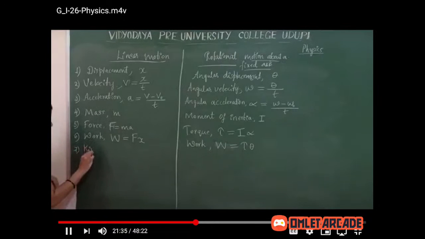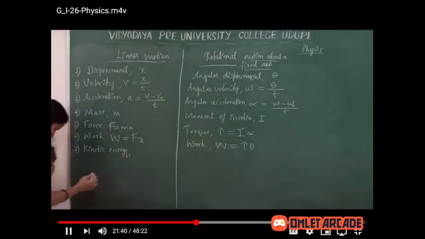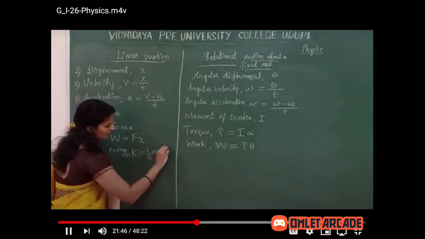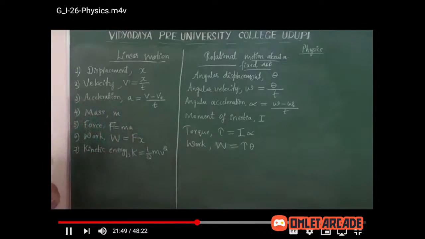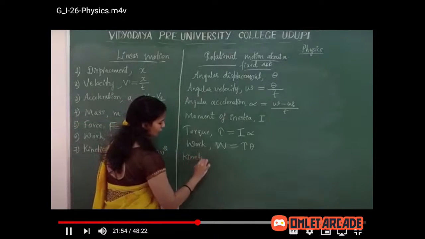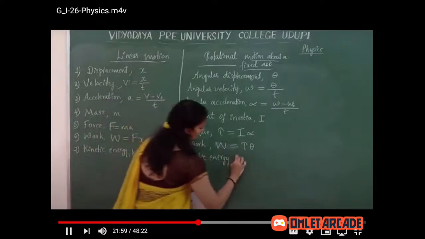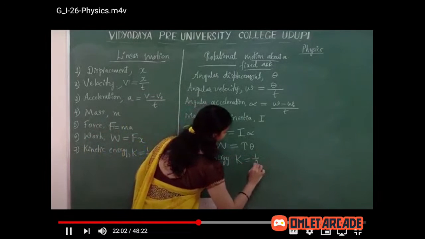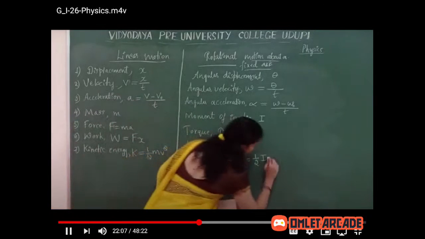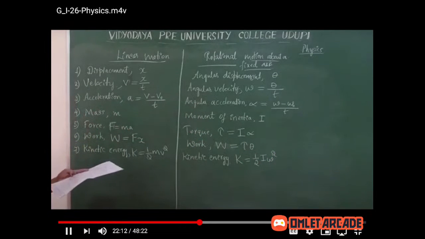Kinetic energy. Kinetic energy K is equal to half m v square. This is the case of linear motion. In case of rotational motion, the kinetic energy K is equal to half I omega square.